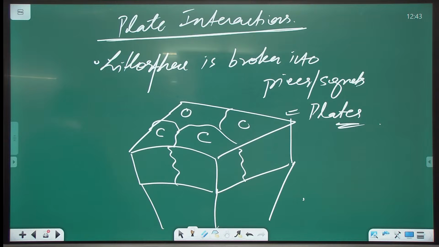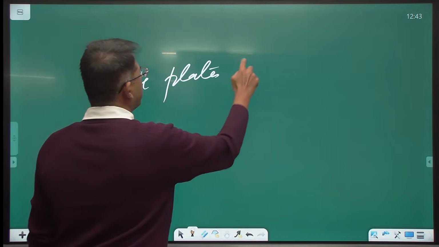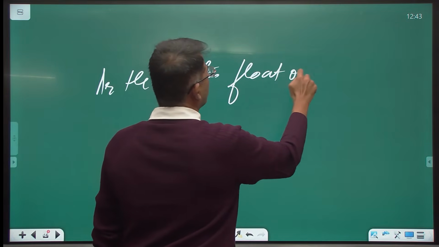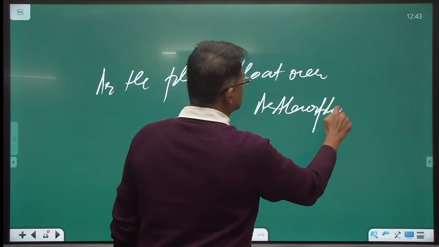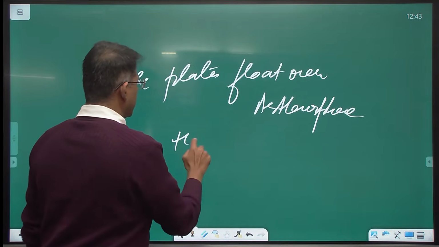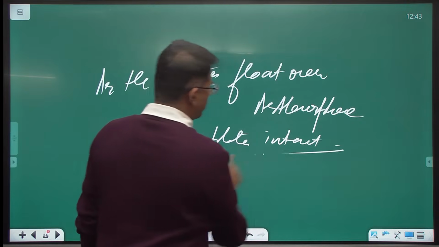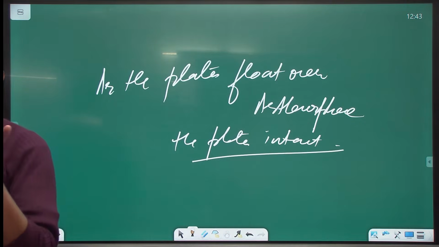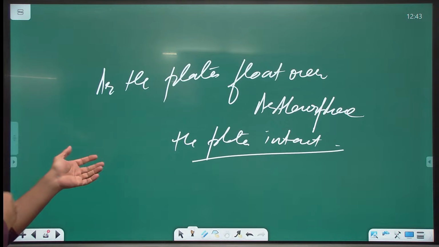And write down, as the plates float over the asthenosphere, the plates interact. There are two sheet-like plates moving on the asthenosphere. As they move, they collide, they break, they rub against one another.